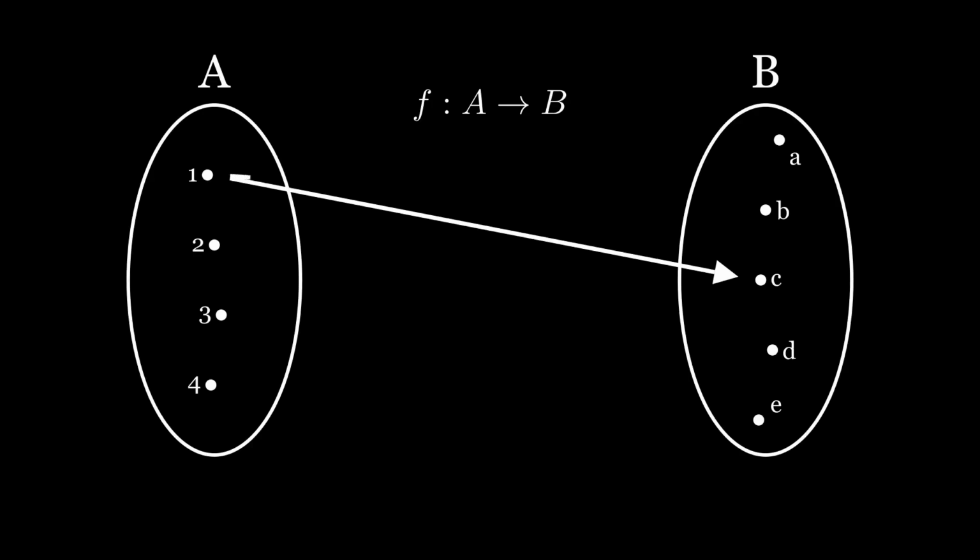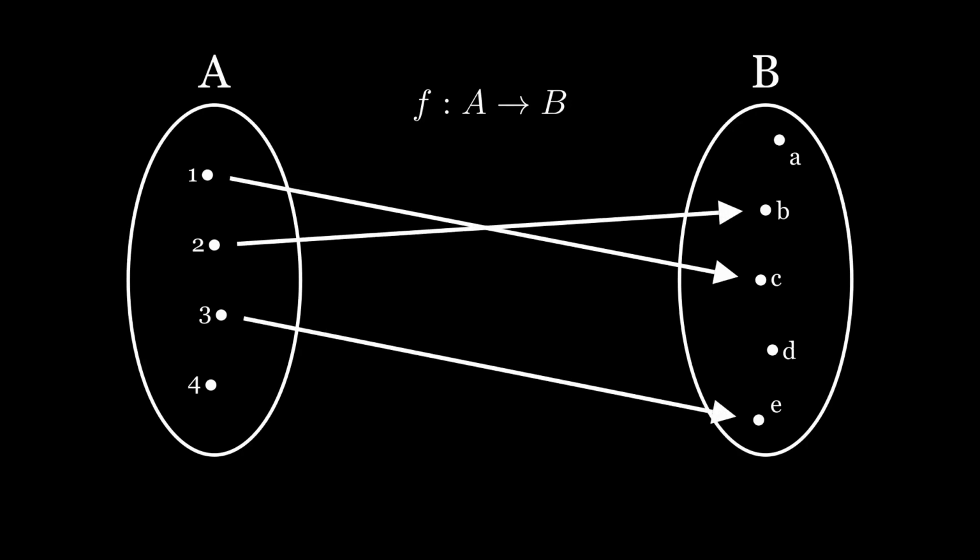A single input can't have multiple outputs. For example, if 1 goes to B and C, this is not a function anymore. Okay, secondly, every element in the input set must be mapped. So in this case, this is also not a function since 4 isn't mapped to anything. And finally, when everything is said and done, we'll get a function.